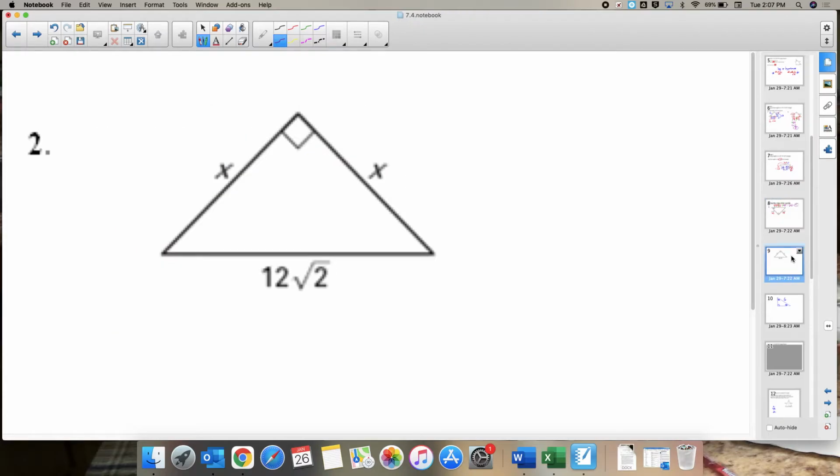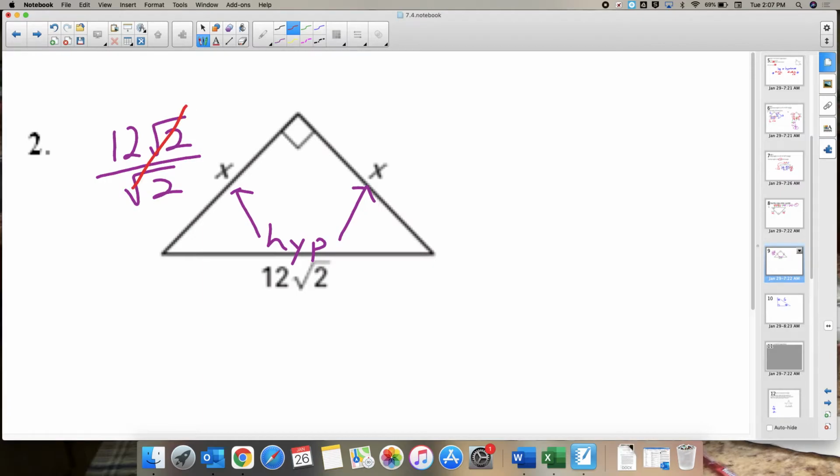Looking at your next one then. Now I have my hypotenuse. To get back to my legs, we take whatever that hypotenuse is, and we divide it by the square root of 2. Here my square roots of 2 cancel each other out, and I'm left with 12.